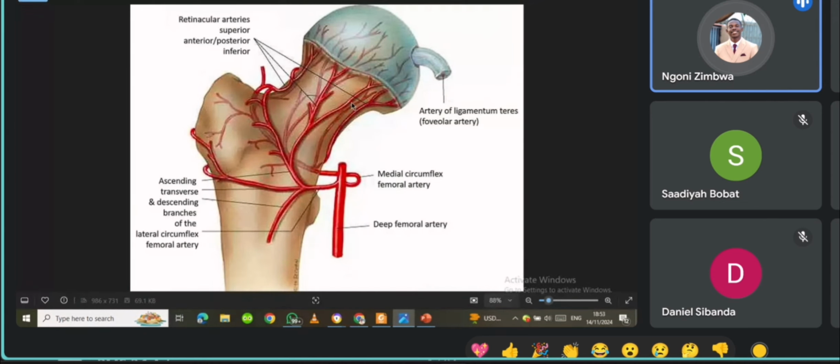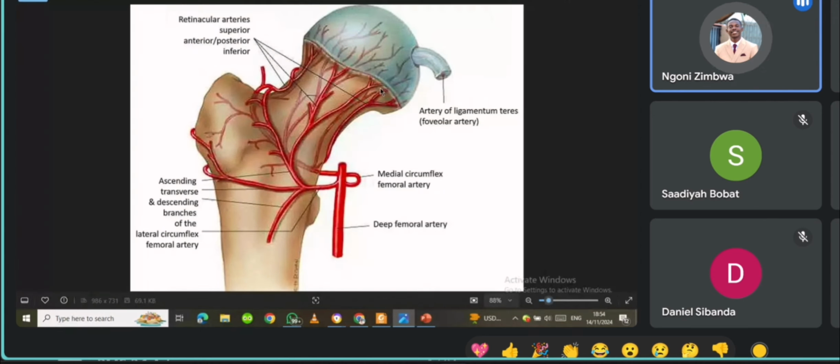So let's now take note of this. This is your artery of the ligament, the artery of the ligamentum teres, right? In young people, remember we have what we call an epiphyseal plate. In young people, there is a prominent epiphyseal plate because the bone is still growing. So in young children, there is no anastomosis between the artery of the ligamentum teres and the retinacular arteries of the medial and lateral circumflex, from the trochanteric anastomosis. Why? Because of the epiphyseal plate.